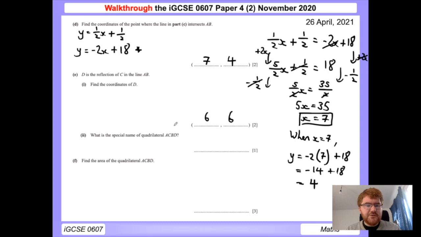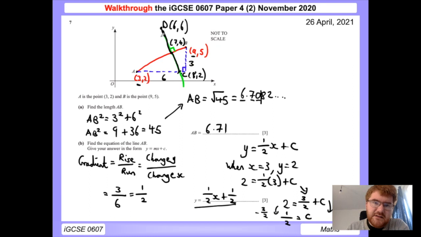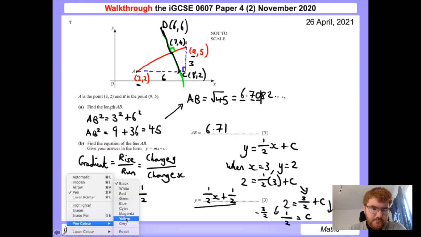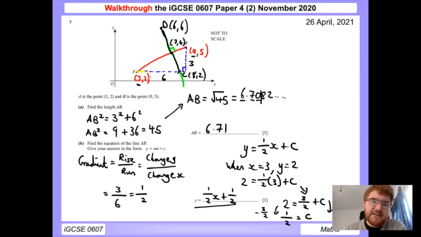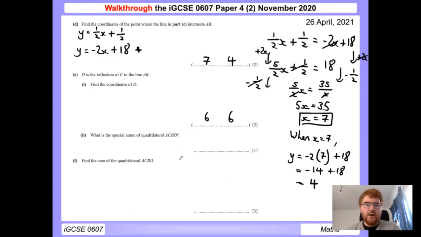Okay, and now we need to know the special name of quadrilateral ACBD. Let's make this so ACBD. Aha, okay, so let me use a different colour so we can see exactly what shape they want. So A to C, like this. Now, the better you make your drawing, the easier it is to see what shape this is. I think I've done a pretty decent job of this. I think we can see that this is a kite, yeah, because this distance is the same as this distance. That's one of the definitions of it being a kite. So we just write in the correct mathematical word, which is kite.